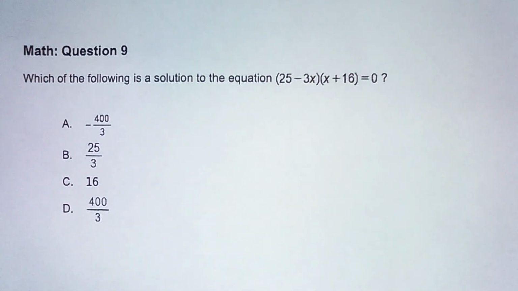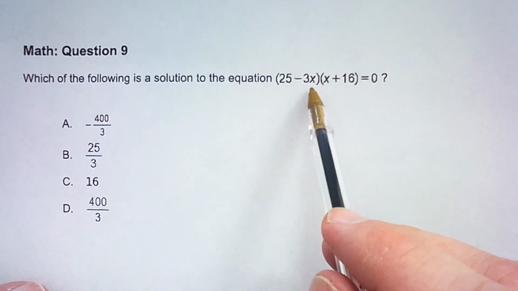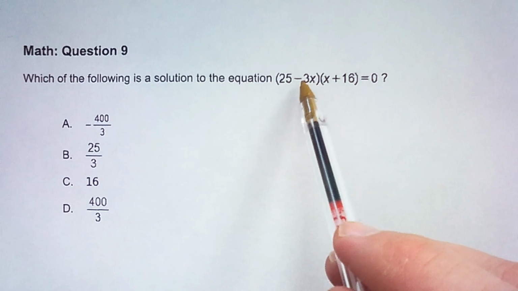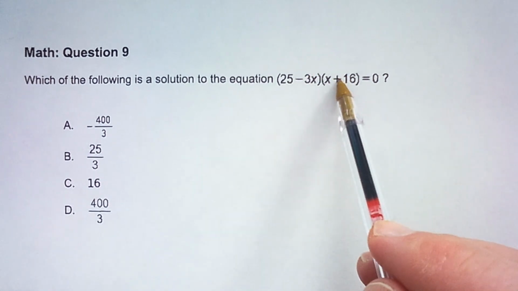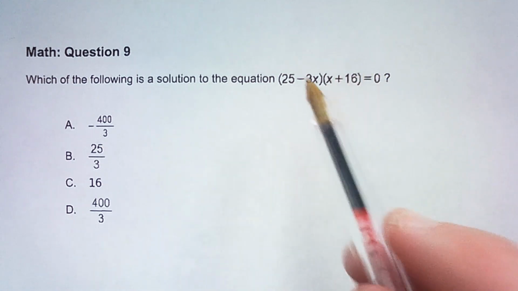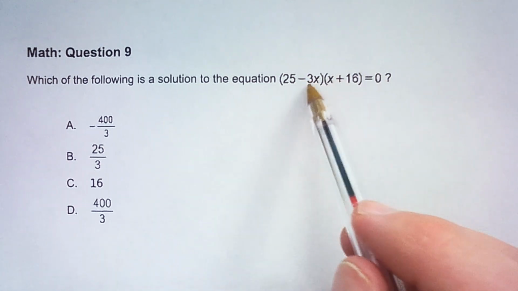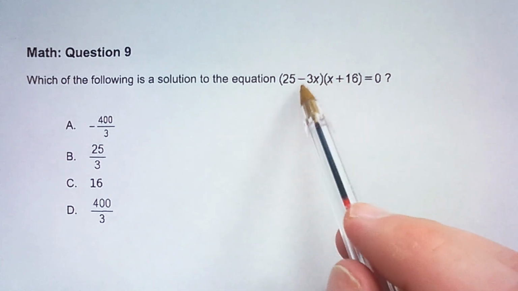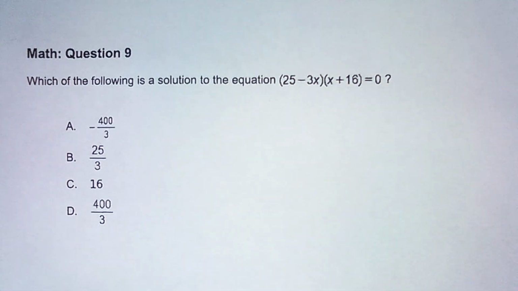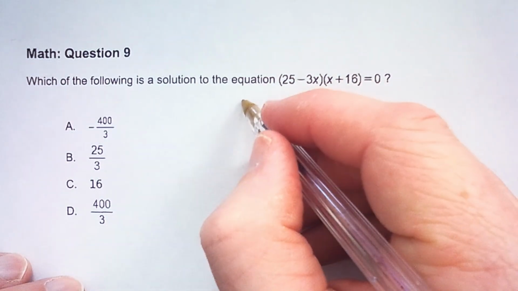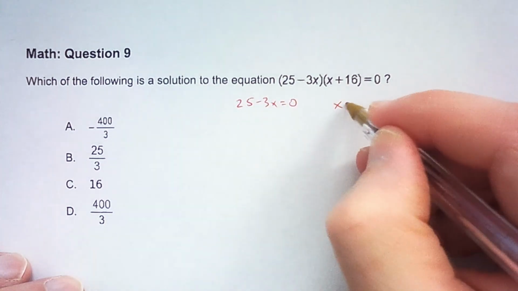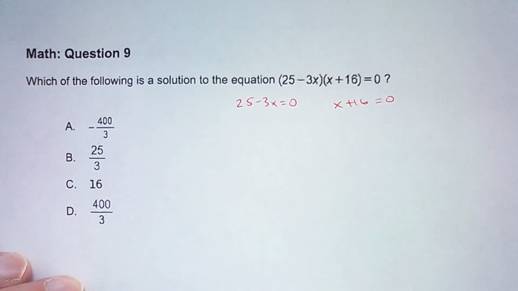Which of the following is a solution to this equation? 25 minus 3x times x plus 16 equals 0. Now when you have one binomial times another binomial set equal to 0, a solution would be something that makes one of these factors, either 25 minus 3x or x plus 16, equal 0. So that means that to find solutions, we do 25 minus 3x equals 0 and x plus 16 equals 0.